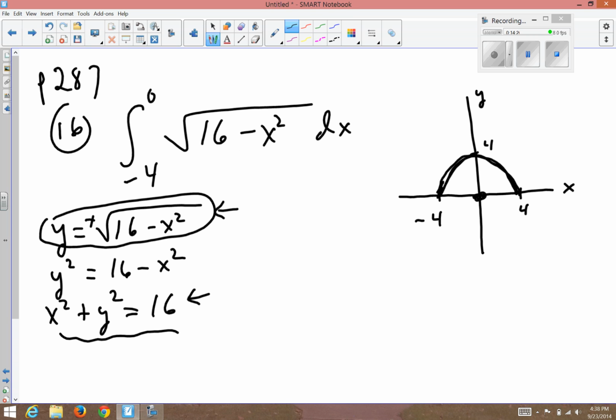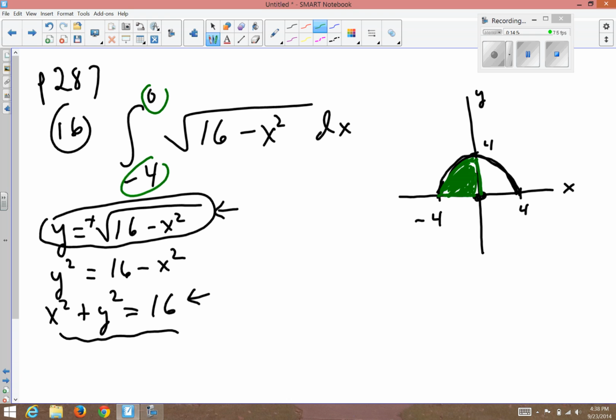The integral of radical 16 minus x squared dx from -4 to 0 means the area between y equals the integrand and the x-axis from this x value, -4, to this x value. That means that this is asking for the area of this quarter of a circle.